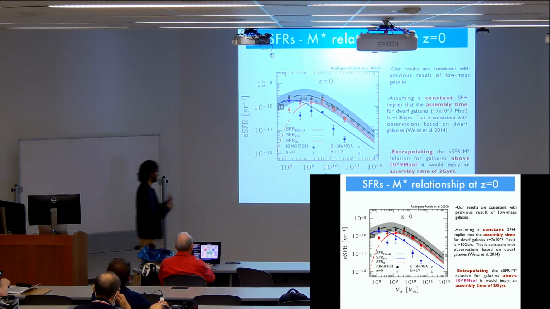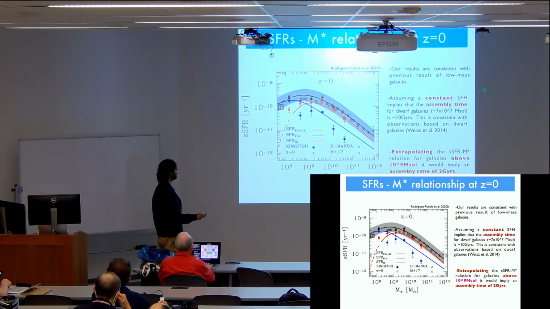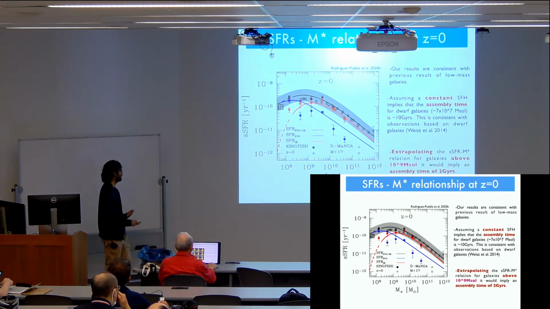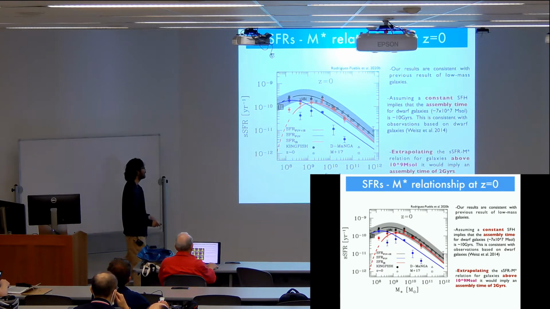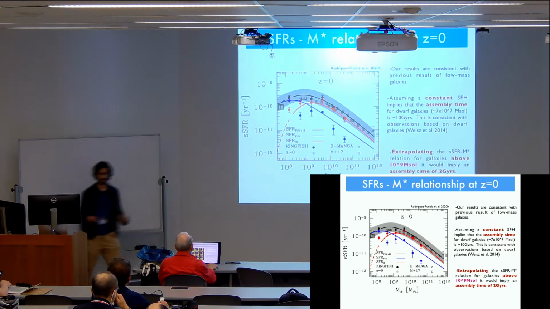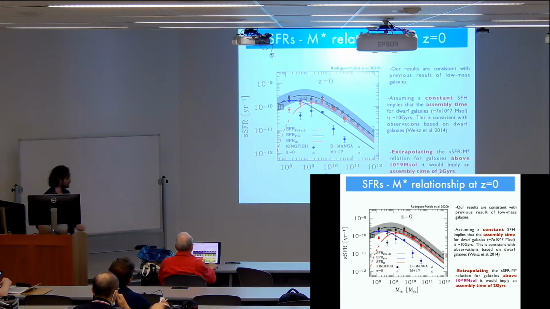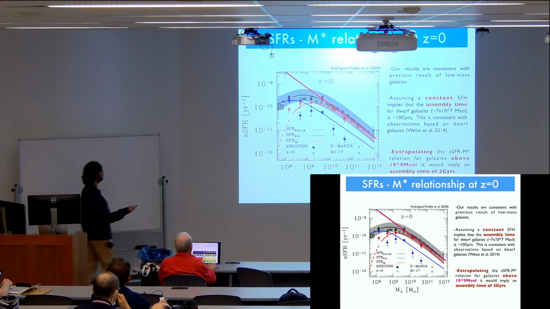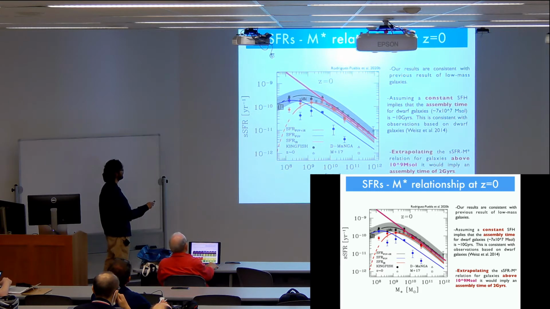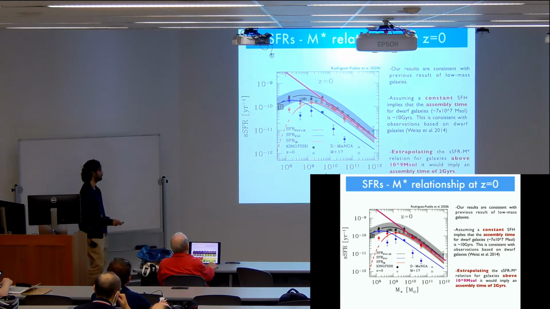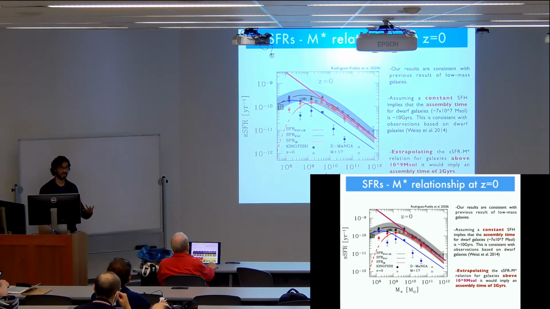Now, we give an argument that if we assume a constant star formation history, then this flattening would imply that the assembly history of the dwarf galaxies should be around 10 gigayears for the masses that we are showing here. And this is consistent with the paper by Weisz 2014. Now, if we extrapolate what we usually fit for the main sequence galaxies, the number that we would get for the assembly history of the dwarf galaxies would be only 2 gigayears. So basically, it would be a very fast formation time for the dwarf galaxies.